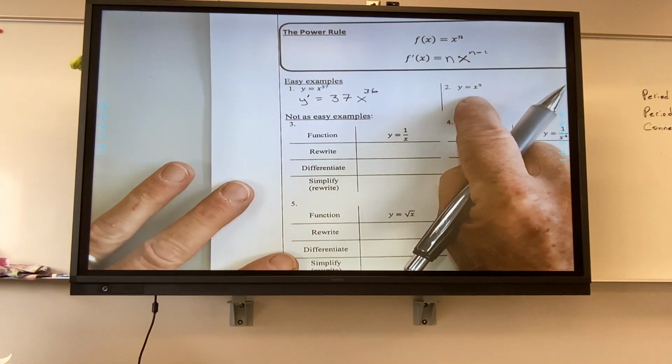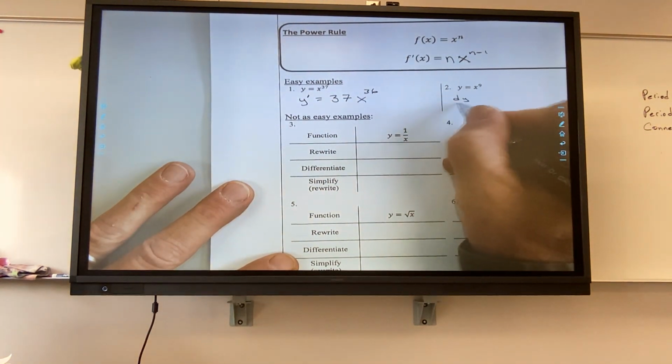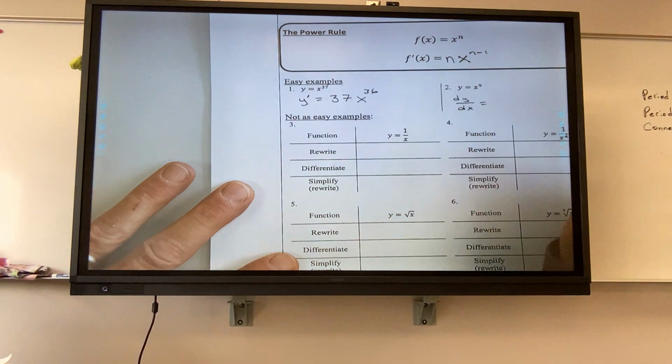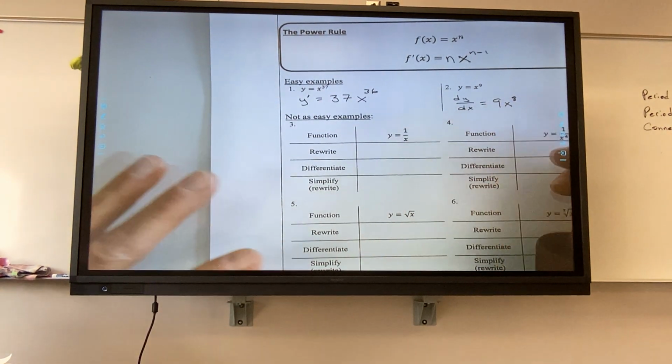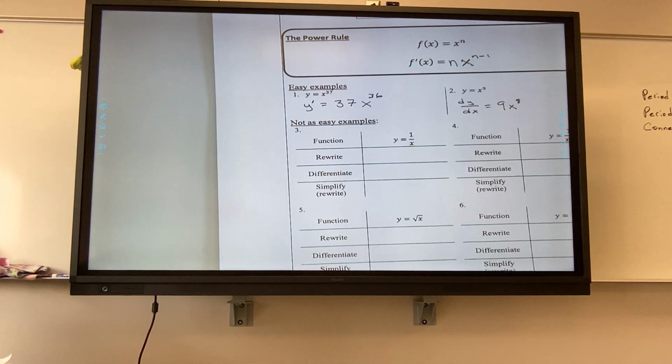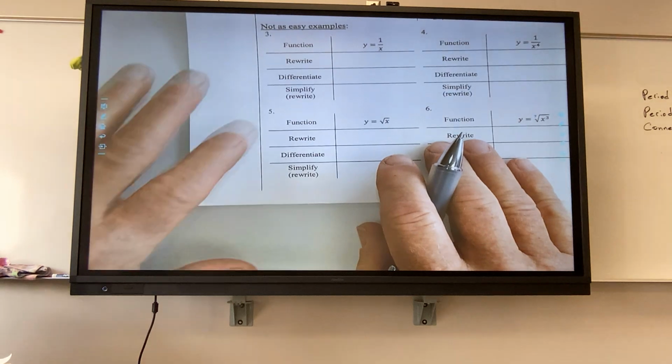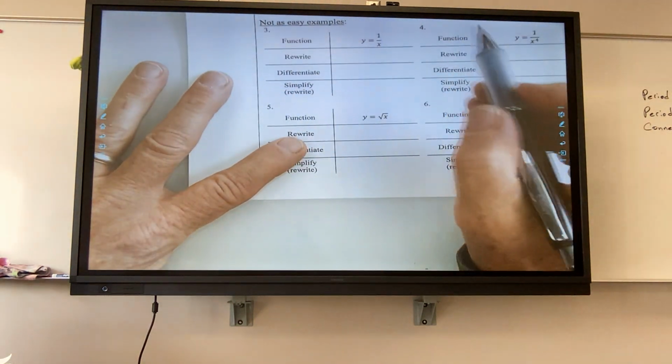Callum, what's this one? And I'm going to write dy over dx on this one. 9x to the 8th power. Isn't that great? Now, not so easy examples.